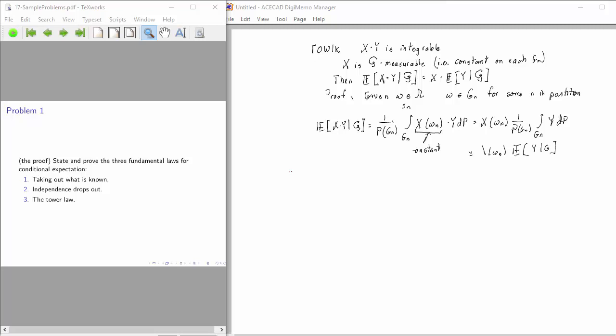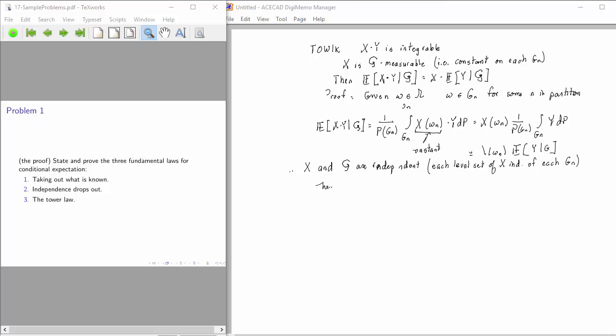Okay, next one. Next one is independence drops out. And so we're considering the situation where the random variable X and the sigma field G are independent. What does that mean? It means that if you think about the level sets of X, that's an event that's independent of each G sub n in the partition.